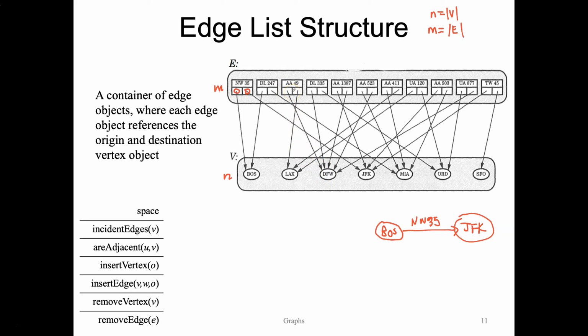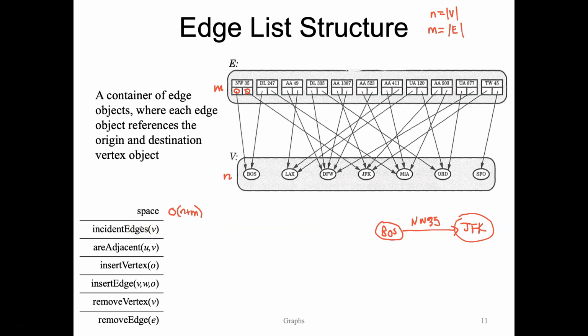So the total amount of space that we're taking up, the memory complexity here, we have M edge objects we're keeping track of. Each edge object stores the object, a pointer to an originating vertex, a pointer to the destination vertex, and then we have N vertices to keep track of here. So the total space used is big O of N plus M, number of vertices plus number of edges.